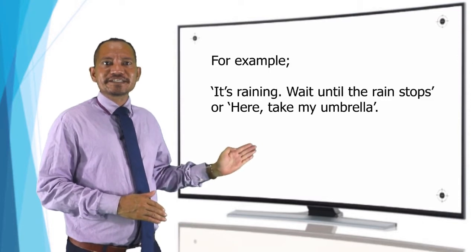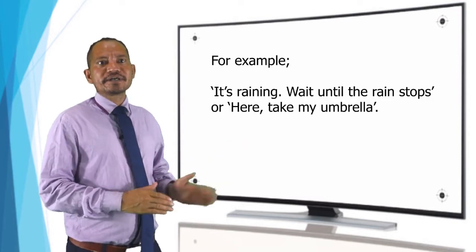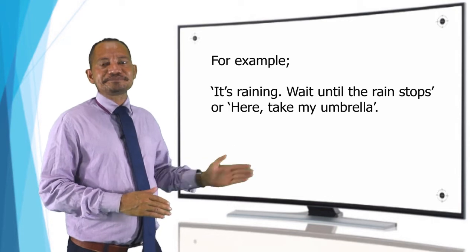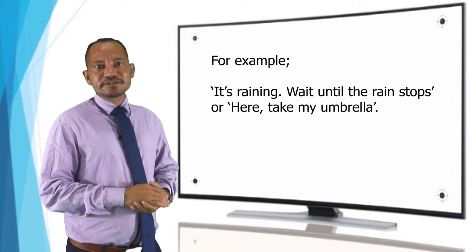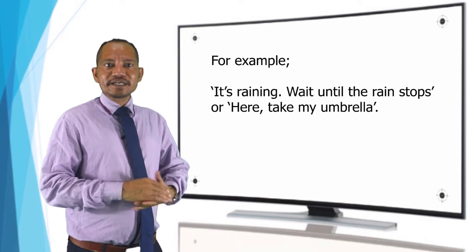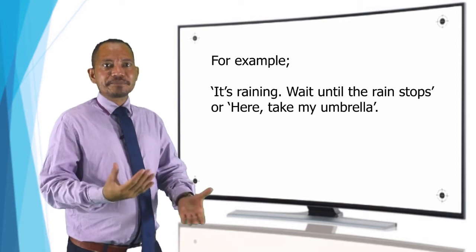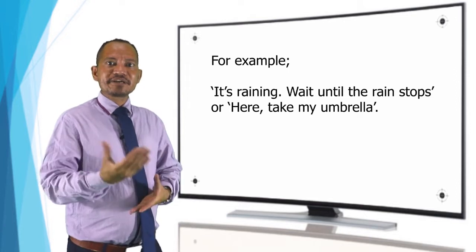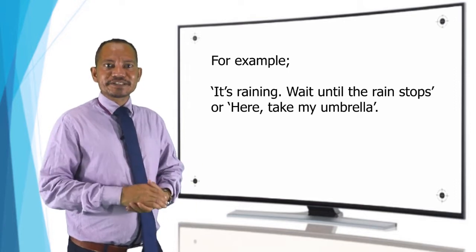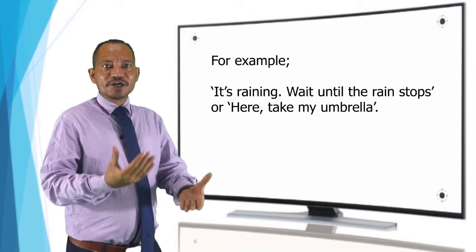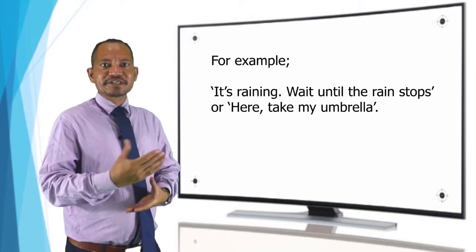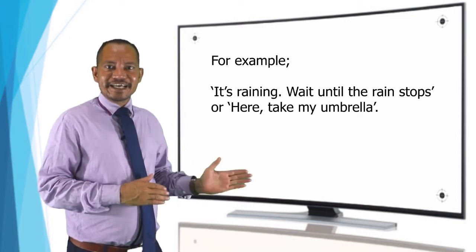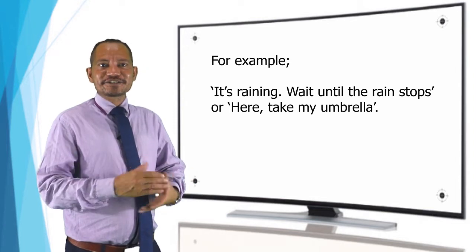Then you tell the person, it's raining, wait until the rain stops. Or, here, take my umbrella. In the first sentence, we have wait, as in wait until the rain stops, as the base form of the verb wait, serves as an imperative form of the verb to suggest something or give advice to someone. In this case, the guest is to wait until the rain stops.